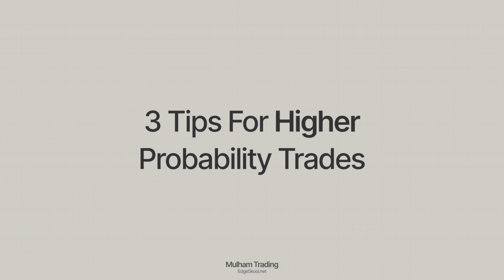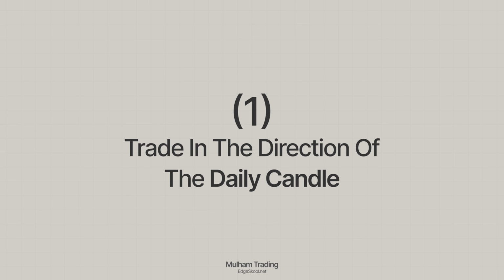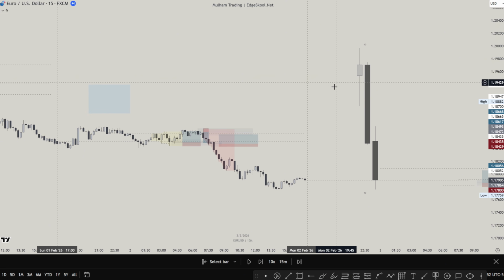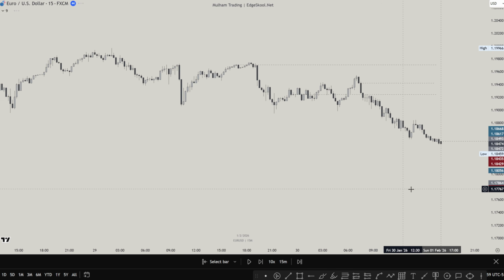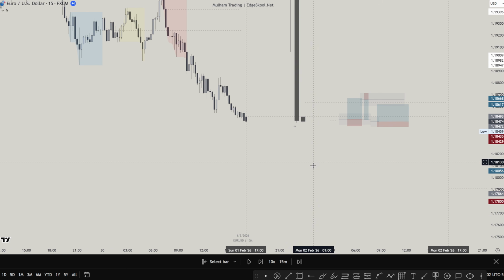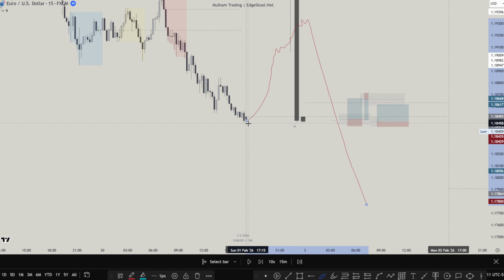So let's now go over the 3 tips for even higher probability trades. And the first one is trade in the direction of the daily candle. Now what that means is looking at the higher time frame candle, because this is a bearish one. Now when it comes to, for example, this day here, if this is a bearish candle, I would really prefer to look for a retracement above the opening price, which is here, the 17, and I'd be selling here in order to have another expansion on this daily candle here.